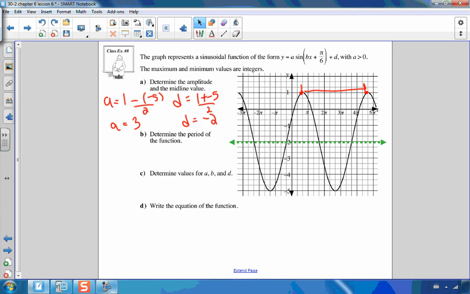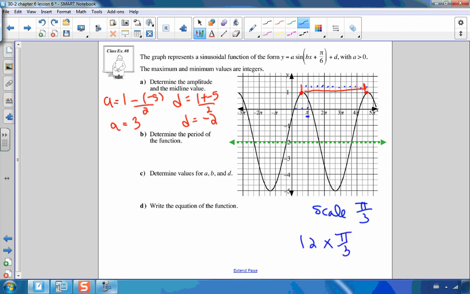First thing I need to do is figure out what my scale is. So we look at our pi and see how many pieces it's cut into. 1, 2, 3. So the scale of this is going to be pi divided by 3. We're going to count how many ticks over we went from the maximum to the maximum. From the first maximum we went 1, 2, 3, 4, 5, 6, 7, 8, 9, 10, 11, 12. So I went 12 times over, and each time is a third of a pi. So that's just going to be 4 pi, which means my period is 4 pi.